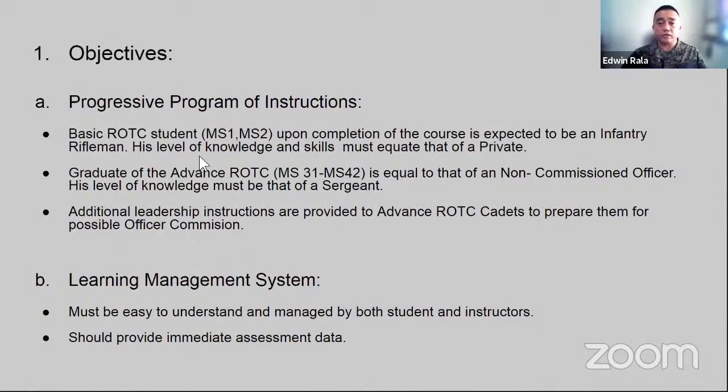Okay? So if you are a basic graduate only, the rank you will be given after graduating is the rank of private. Okay? Of course, with the serial number. And if you are a graduate of the advanced ROTC, you will be given a rank of sergeant. But there are several levels of sergeant.